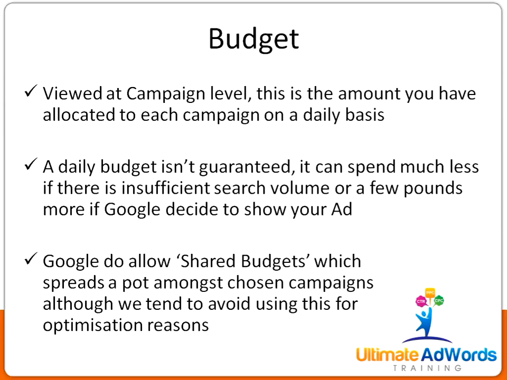Google do allow shared budgets, which spreads a pot amongst chosen campaigns, although we tend to avoid using this for optimization reasons. An example being, if you were able to see that a particular campaign was providing conversions at a very good cost per conversion, then you would want to allocate more budget to that campaign rather than spread it equally over campaigns that aren't performing as well.